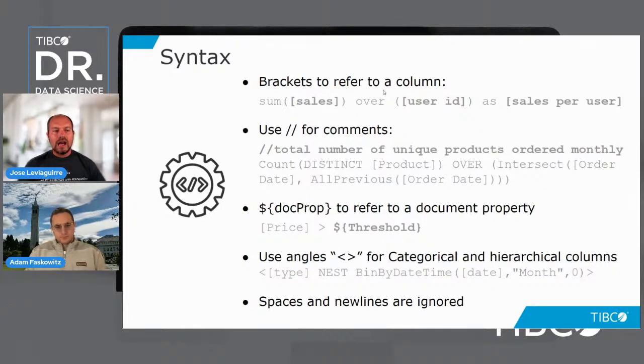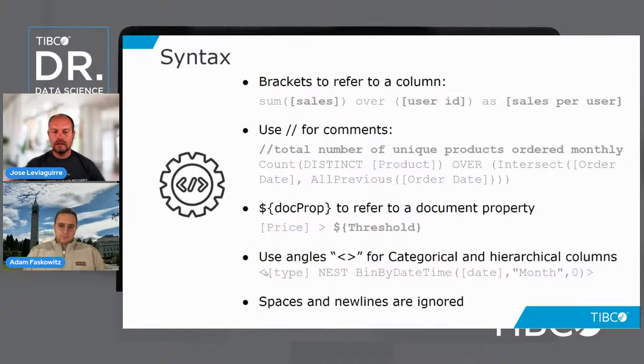So the brackets refer to a column. We have here the sales. Then you have double slash for comments. This can allow you to put comments in your expression. Then you surround this with the $ sign, and you can put your document property. Then you can refer to a document property value. You can also use angle brackets when it comes to categorical and hierarchical columns.